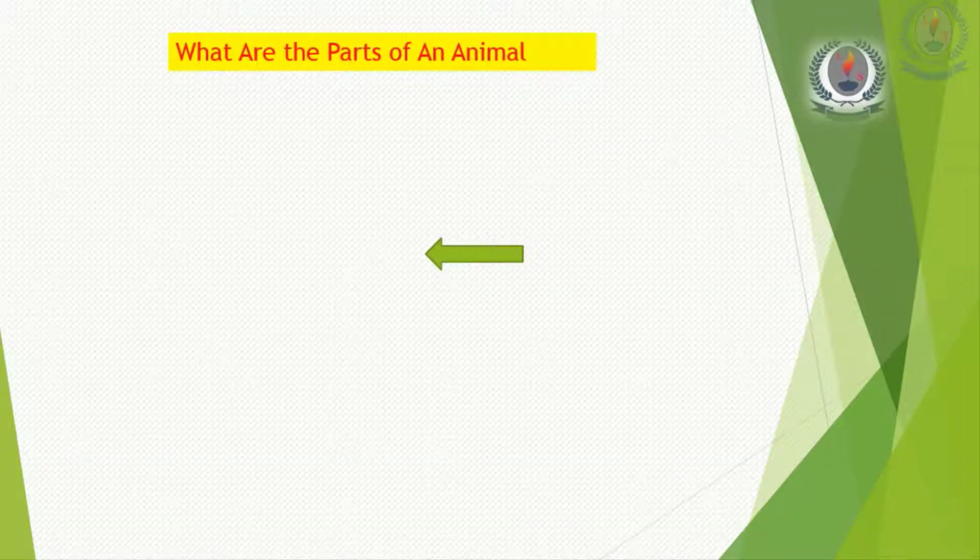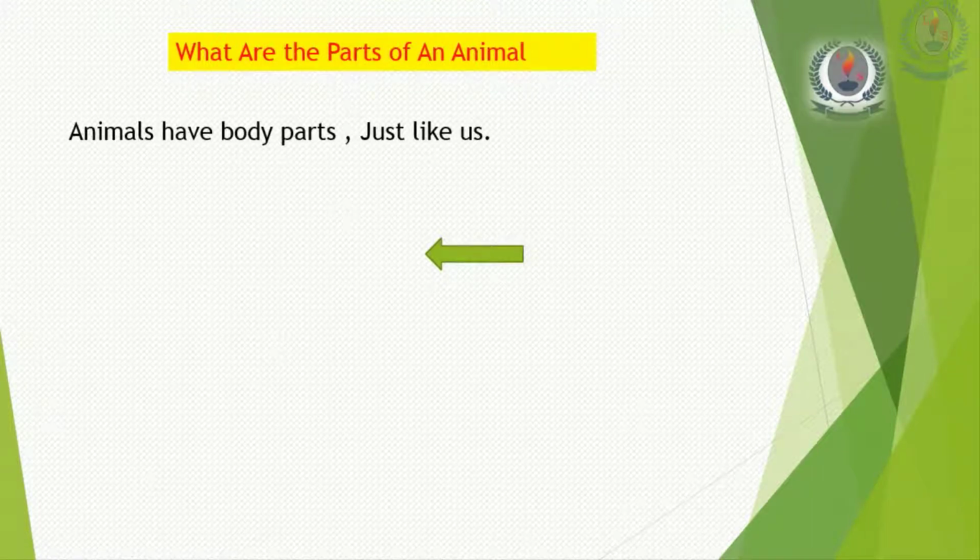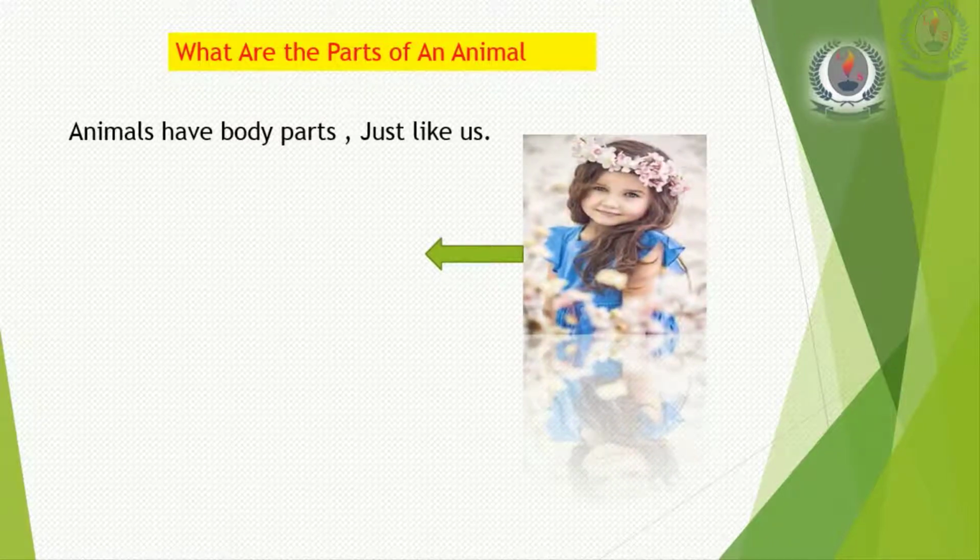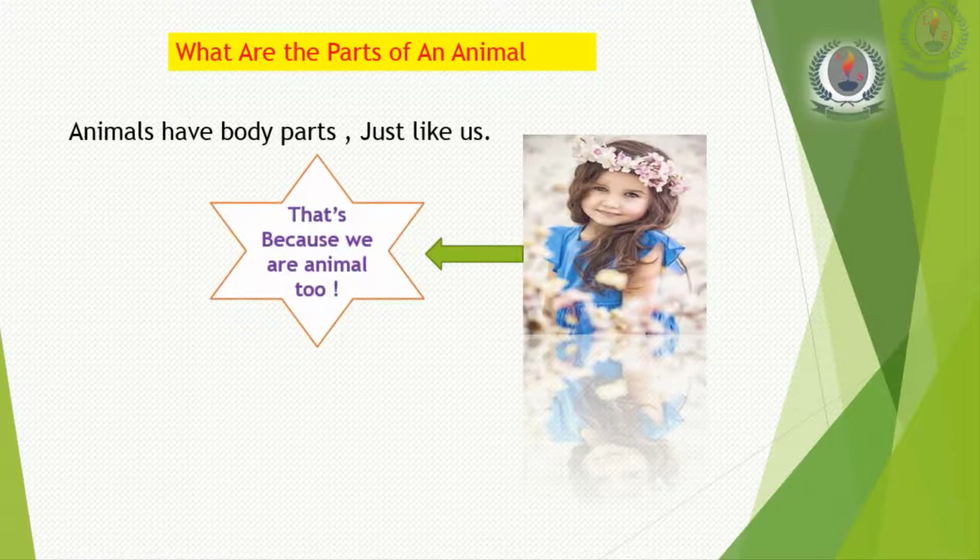What are the parts of an animal? Animals have body parts just like us. In this picture, there is a girl. The girl says, "That's because we are animals too."